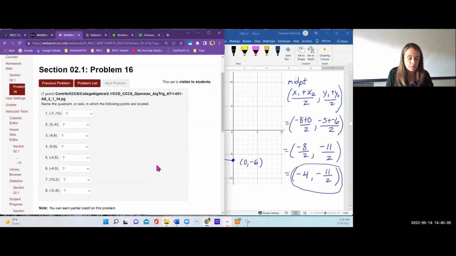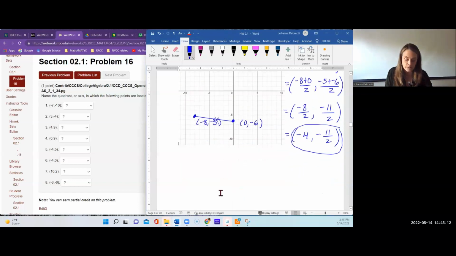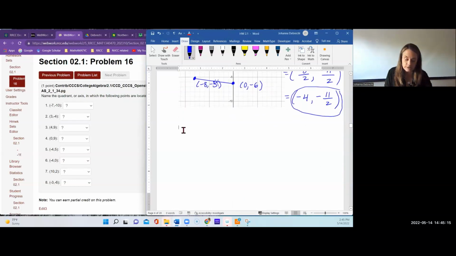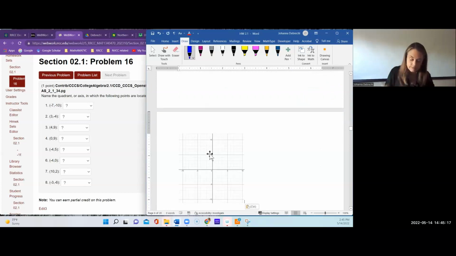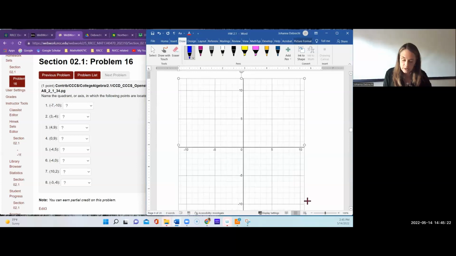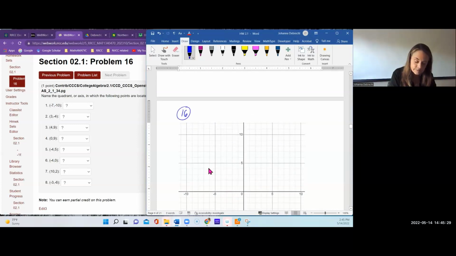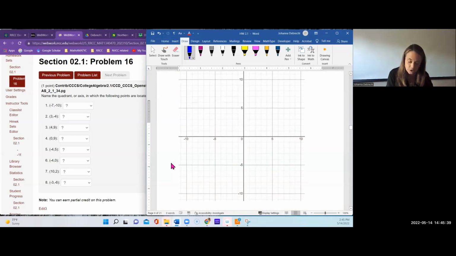For our last problem, we want to name the quadrant or quadrants in which the following points are located. So I'm going to reproduce the graph down here, and I'm going to make it bigger so we can see where all these points are. That's probably good. This is number 16. The first one is -7, -10. So I'm going to go left 7, down 10, because they're both negative.